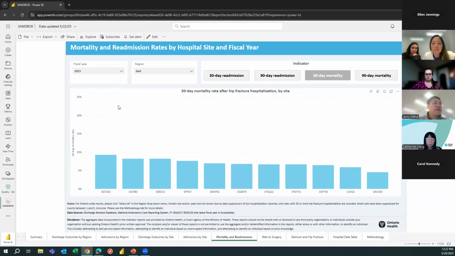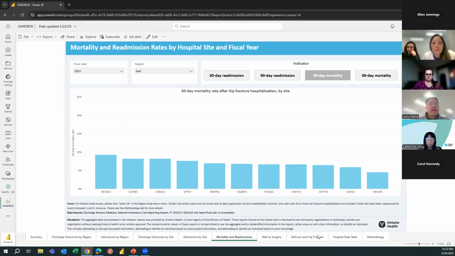Specifically, if we look at the full 2023-24 year, again, 8% to 6.5%. So there is a clear comparison between all the sites, and it really facilitates that.